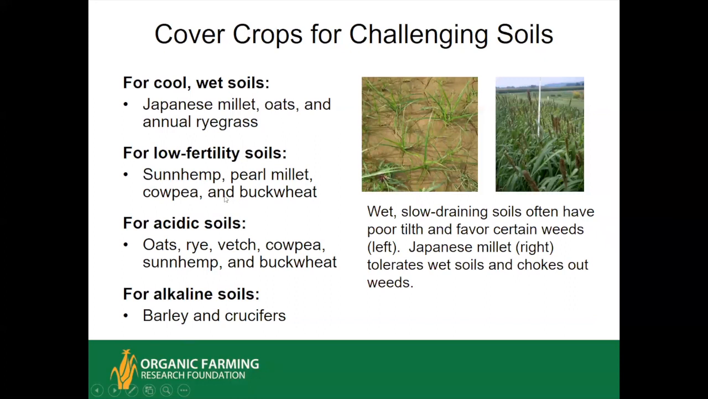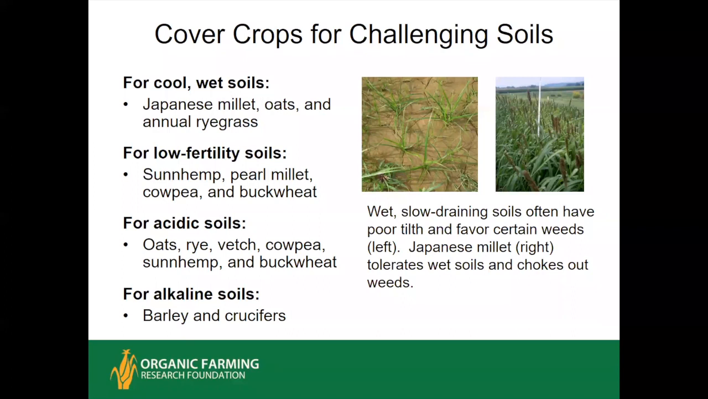If your soil is just generally low fertility, sun hemp and pearl millet. I saw a field once that was so infertile that even soybeans that had their seeds inoculated didn't grow well. And yet the sun hemp was almost of normal height. It was 5 feet tall, dark green, looked great. Sorghum Sudan grass was a disaster. Pearl millet did pretty well. Cowpea is also quite tolerant, as is buckwheat.